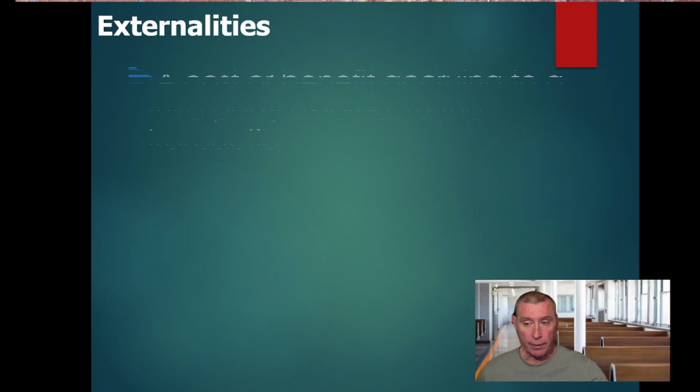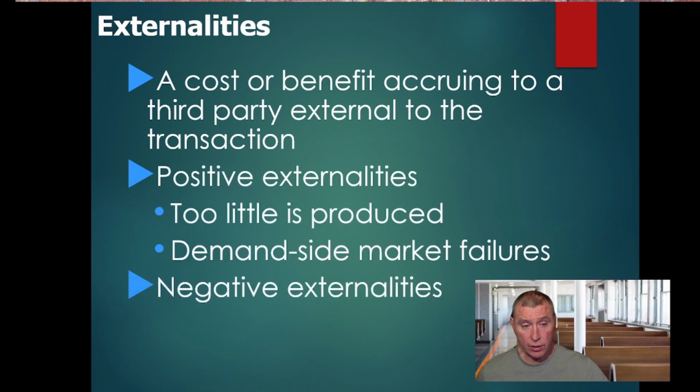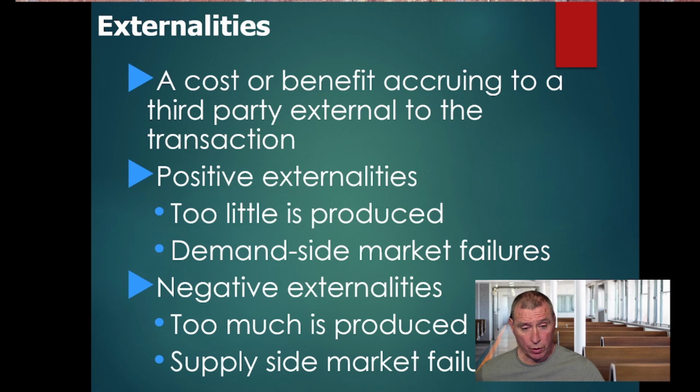Right. All right, we talked about this, so let's just review it. Positive externality, too little is produced. Demand side market failure. Negative externality, too much is produced. Supply side market failure. Positive externality, since too little is produced, we subsidize. Negative, since too much is produced, we tax.